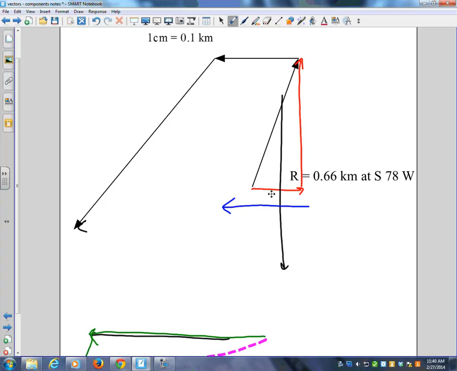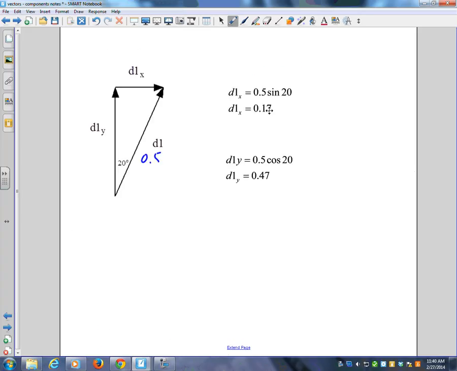I think I actually had them like this on the diagram, didn't I? Does it matter whether they're like that? Is that okay? Yeah, that's fine. Okay, so I figured out the red ones there, and those are numerically equal to 0.17 and 0.47. Let's do it for the second vector.